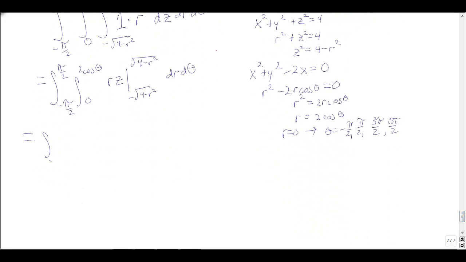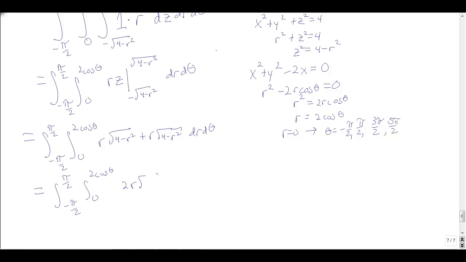And then when I integrate that, I still have my negative pi over 2 to pi over 2, my 0 to 2 cos theta. So I get r times, when I plug in, square root 4 minus r squared, and then minus a negative, so I'll get plus r times square root 4 minus r squared, dr d theta. These two terms are the same, so I end up with an integral from negative pi over 2 to pi over 2, integral from 0 to 2 cos theta, of 2r square root 4 minus r squared, dr d theta.